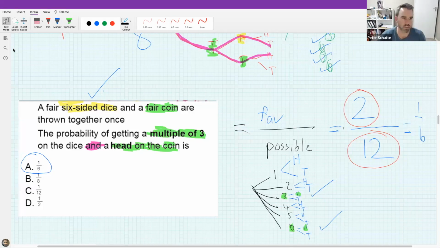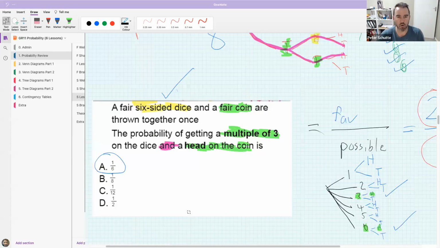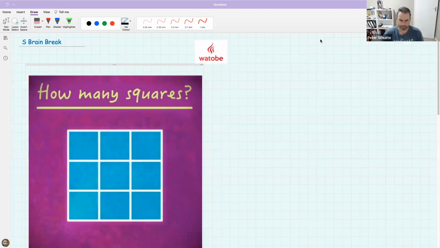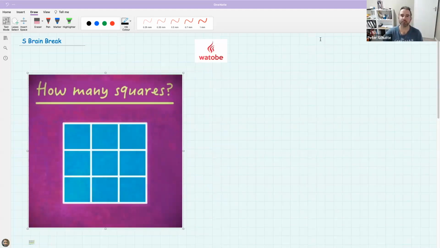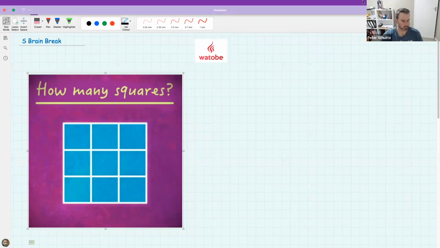I hope that your body feels like it's had a bit of oxygen and a bit of blood flow. And the challenge question for today, or the brain puzzle, is how many squares are there in this picture? How many squares do you think there are in this picture?